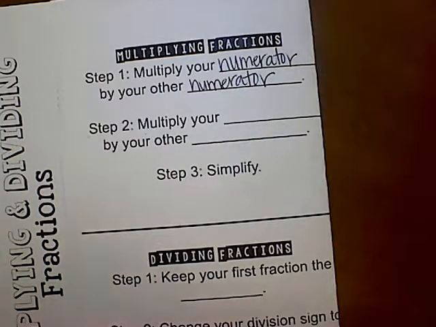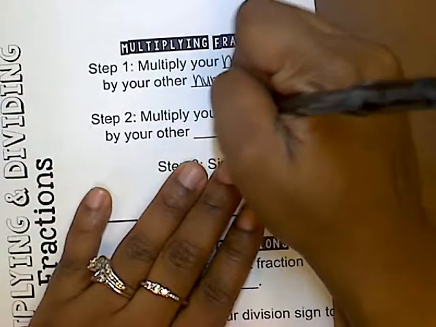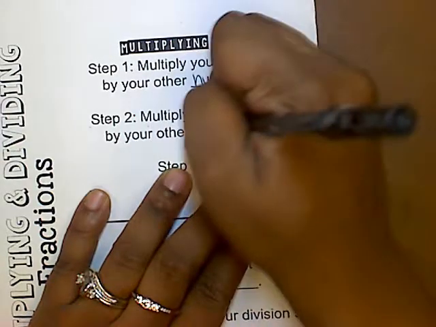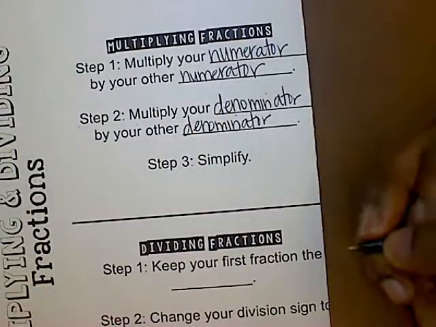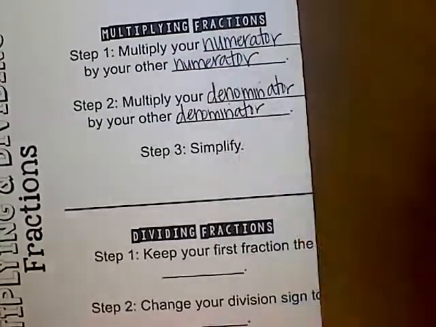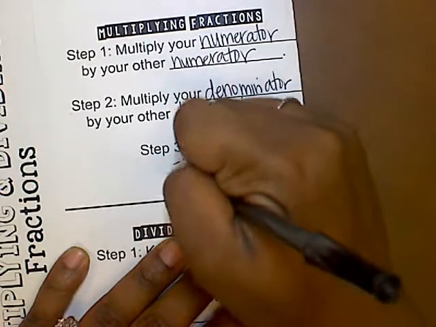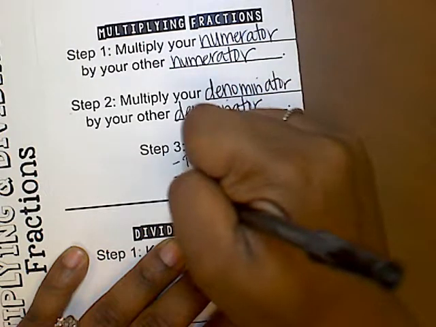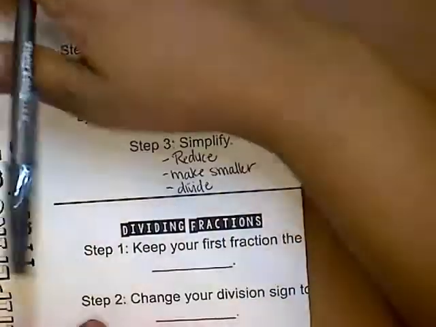This week, we are not changing our denominators by any means unless we're simplifying. So step 2 is going to be multiply your denominator by your other denominator. And after you multiply, you want to see if you can simplify. Now, of course, simplify just means to reduce, make smaller, divide, because that's how we reduce. We use division. All right, so let's open this up and practice.